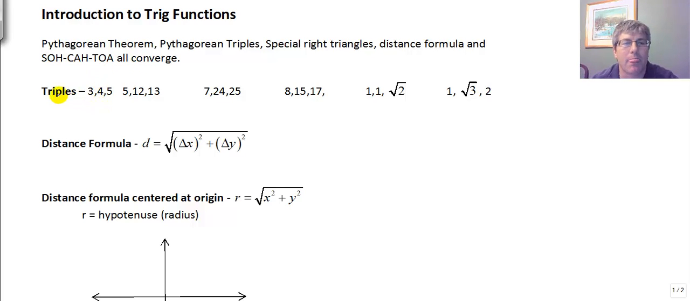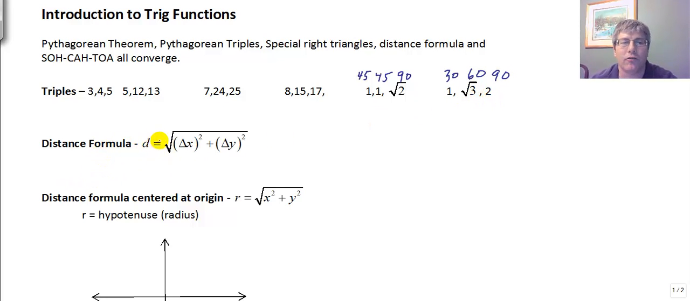So make sure you're familiar with your triples, the 3, 4, 5, the 5, 12, 13, 7, 24, 25, and 8, 15, 17, and of course all their expanded forms. So 3, 4, 5 is the same as the 6, 8, 10, and so on. And of course your special right triangles. So the 1, 1, square root of 2 is the 45, 45, 90, and of course your 30, 60, 90, which is x, x radical 3, and 2x, or 1, square root of 3, and 2.